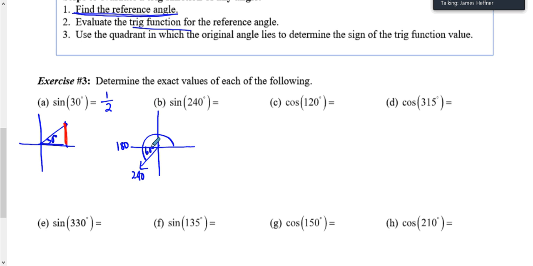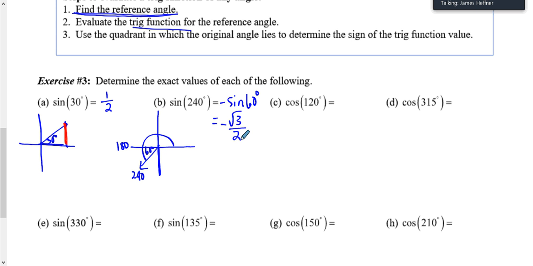What's the sine of 60 degrees? The sine of 60 would be square root of 3 divided by 2. Okay, is it going to be positive or negative? Negative, because sine is negative down here. So it's going to be the negative sine of 60, because it's down there. Which is what then? Negative square root of 3 over 2.